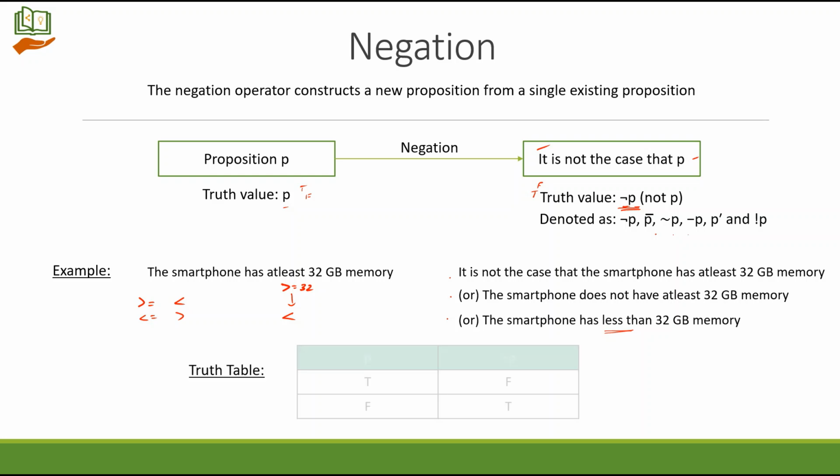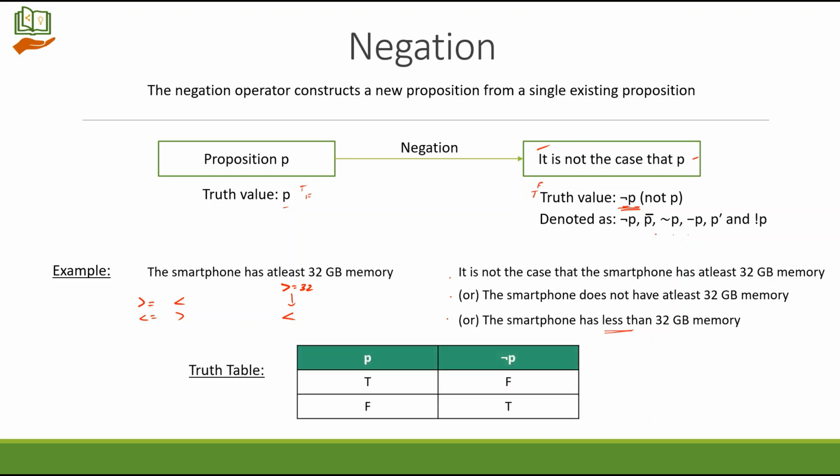Let's see the truth table for this negation operator. We have already discussed earlier. When the proposition gets true value, the negation of the proposition, or the not P value, becomes false. When the proposition has false value, the not P value turns to be true. So this is all about the negation operation. It deals with only one proposition.